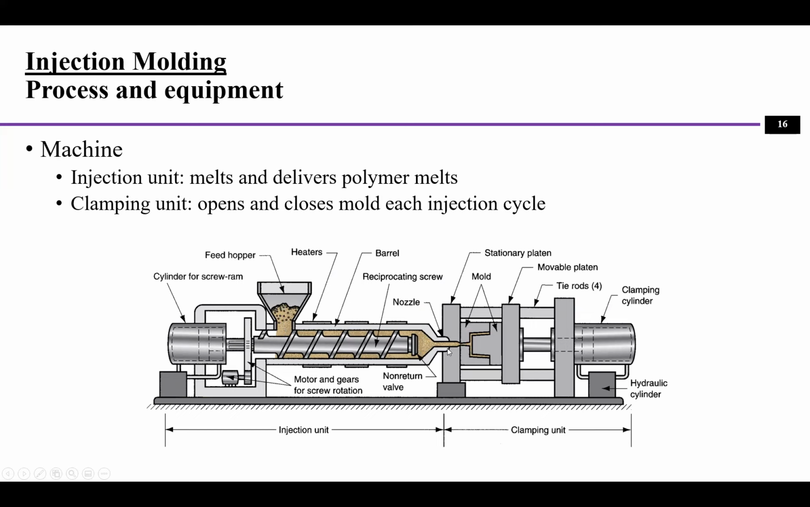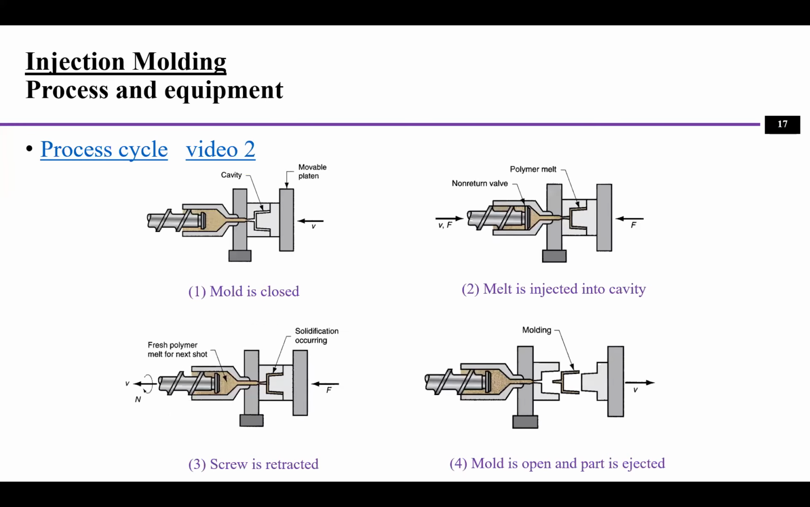And then after that, what happens is the clamping unit will first be closed, and then the material will be injected into the shape. This is the mold where the shape of the product is. And then after injection, the ram will be retracted, and then the clamping unit will open. You will get a part. So this is the whole injection cycle.